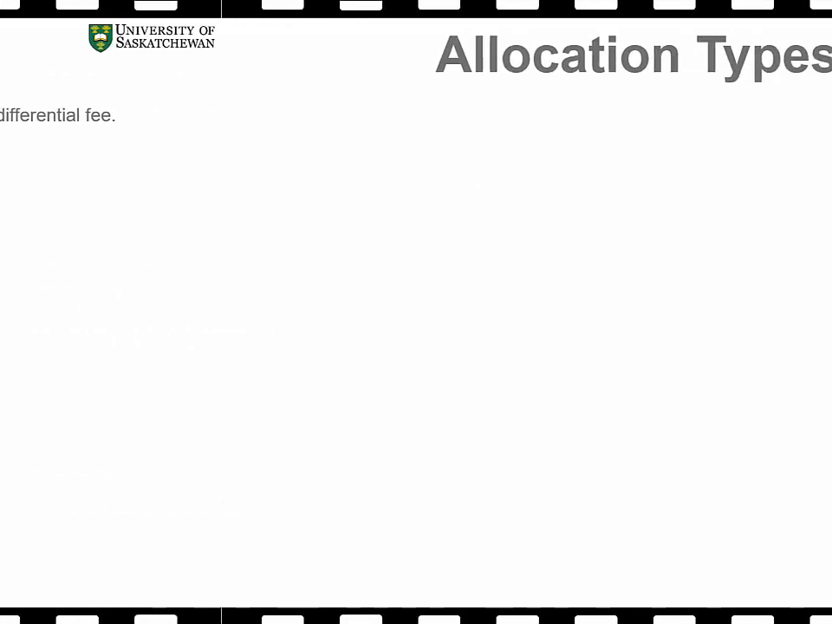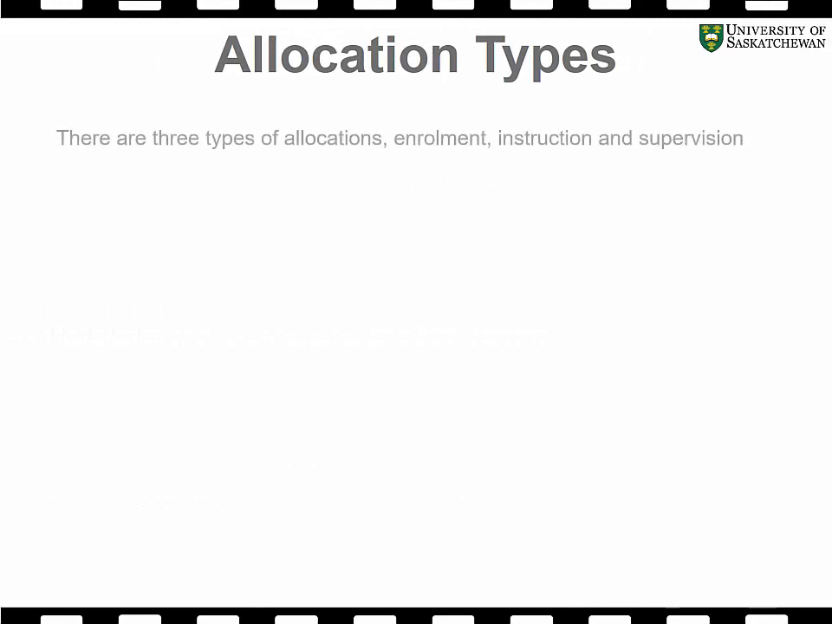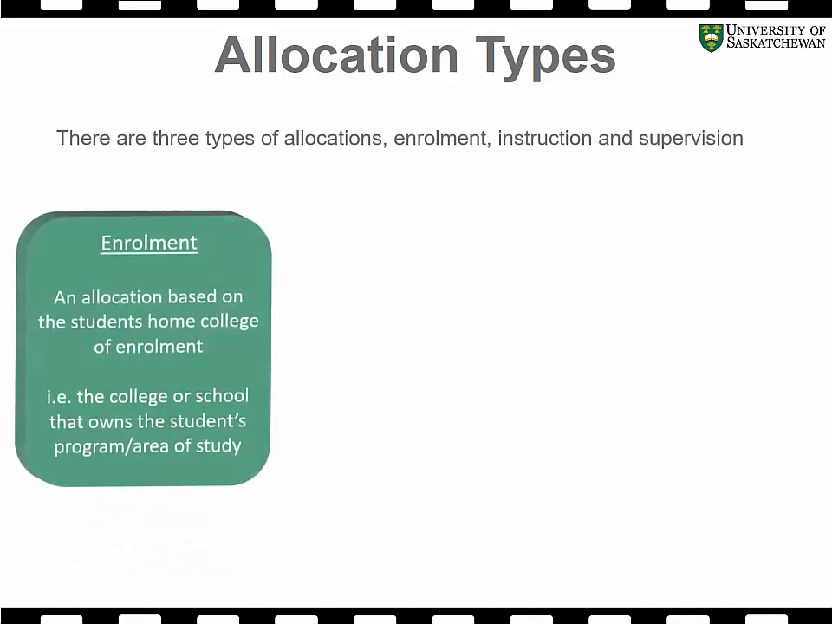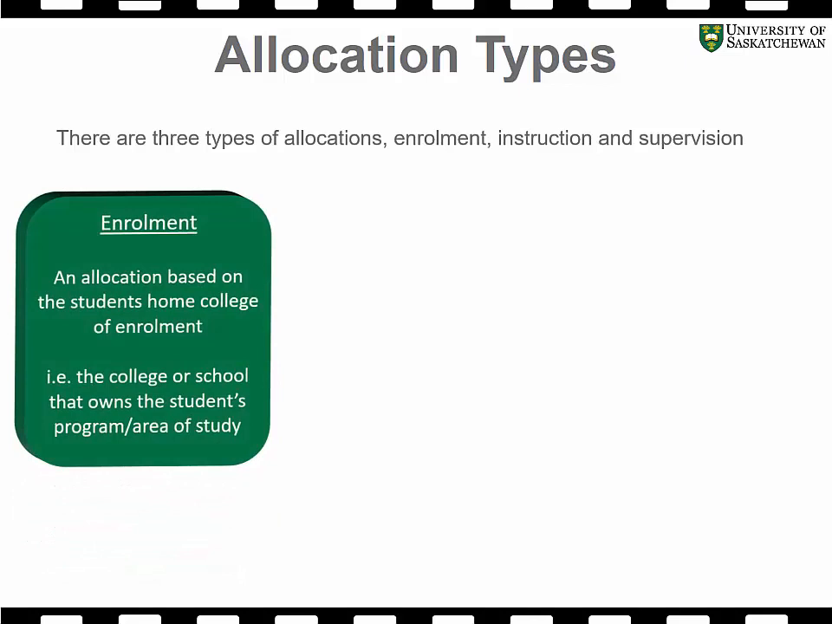Tuition is allocated to the revenue centers primarily responsible for generating it. There are three types of allocations: enrollment, instruction, and supervision. Enrollment, an allocation based on the student's home college of enrollment, that is, the college or school that owns the student's program or area of study.